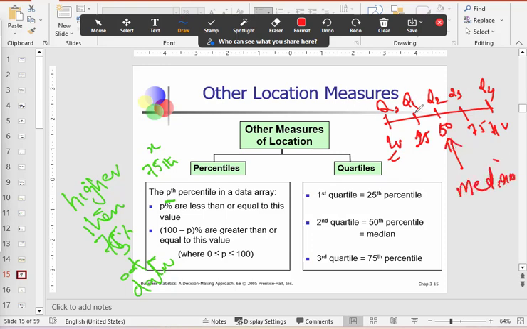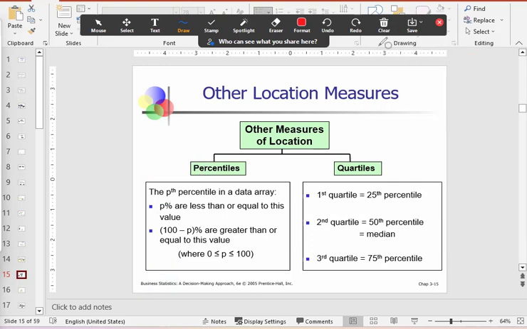And then quartile 1 will be at the 25th, which is also called the 25th percentile. And quartile 3 is at 75, which is also called the 75th percentile. So quartiles cut the data into 4 parts, and percentiles cut the data into 100 parts. So this is just the difference between the two methods.